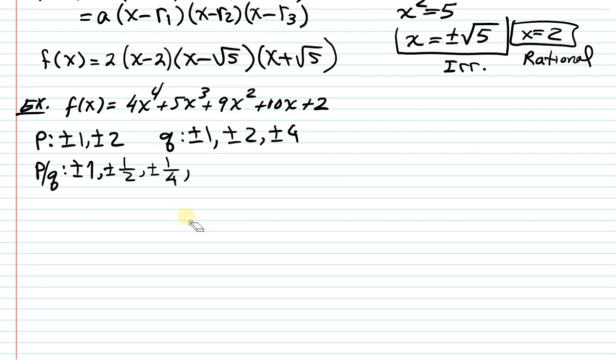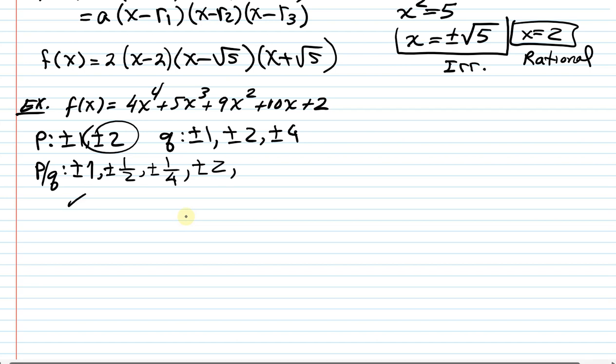And then we're going to repeat the same thing with 2. 2 divided by each and every one of them. 2 by 1 is 2. 2 by 2 is 1. We already have that. 2 by 4 is 1/2. I already have that. So we are done with this work. These are all potential, again, rational zeros.